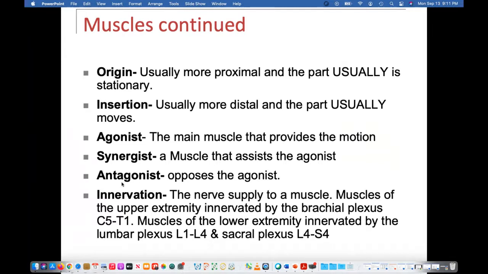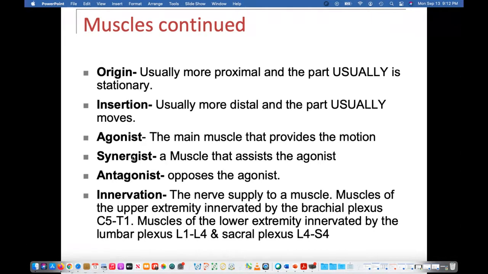Okay, agonist, antagonist, right? So these two sound like opposites, and they are. An agonist is the primary mover, or the main muscle that's providing the motion. An antagonist is going to oppose it. So if we talked about biceps brachii, which is an elbow flexor, the triceps brachii, which is on the opposite side of the bone, which opposes it, are antagonists. And again, keep that in mind. Agonists and antagonists are usually on opposite sides of one another. So biceps is anterior, triceps is posterior. Quadriceps of the thigh are anterior, hamstrings are posterior.